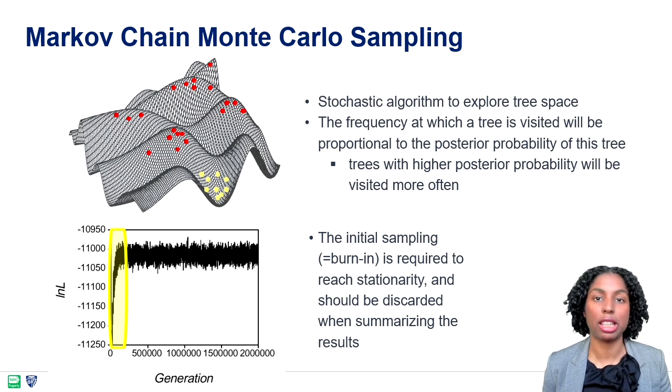The frequency at which a tree or any other variable is visited will be proportional to the posterior probability of this tree or variable. Trees with higher posterior probability, represented by the red dots, will be visited more often than the initial sampling with lower posterior probability, called burn-in, and represented by the yellow dots and ellipse. The burn-in should be discarded before summarizing the results.